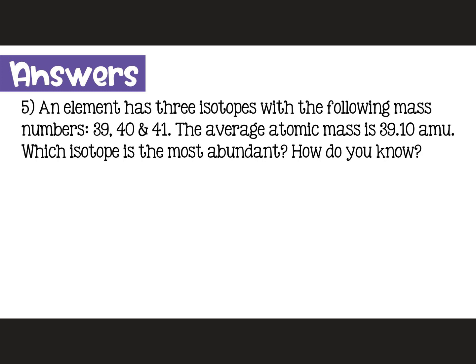Let's consider example 5. An element has 3 isotopes with the following mass numbers, 39, 40, and 41. The average atomic mass is 39.10 AMU. Which isotope is the most abundant, and how do you know? Well, notice how 39.10 rounds to 39. It is the closest to isotope 39 because that mass number is the closest to the weighted average. That means that isotope 39 is in control of the average.